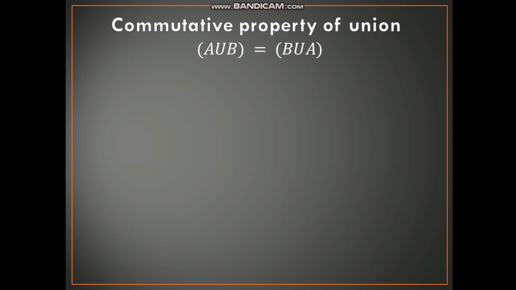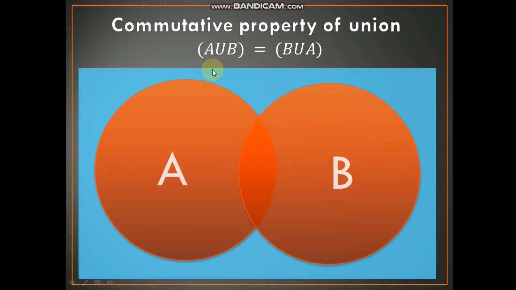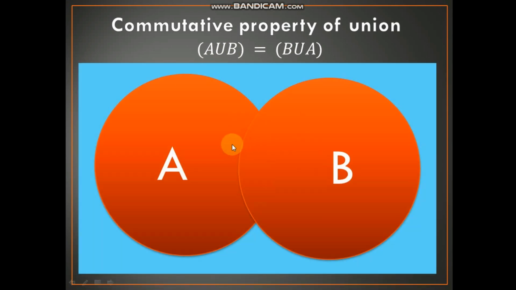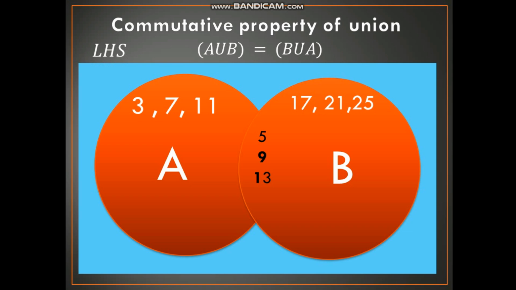But here we have to apply the commutative property on sets, and what is the operation between them? The operation is union. You can see that A union B is equal to B union A. There are two sets, set A and set B. So these are the common elements, and these are the non-common elements of this one. And on the left hand side we have to prove first.